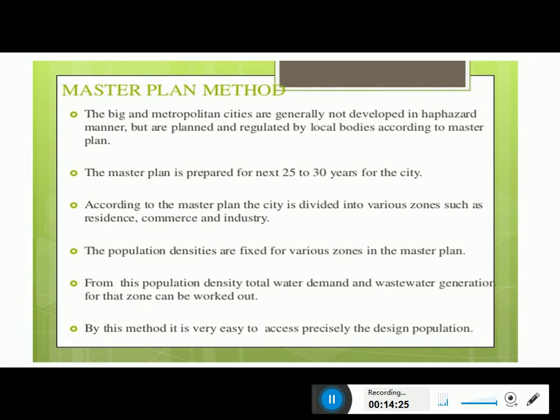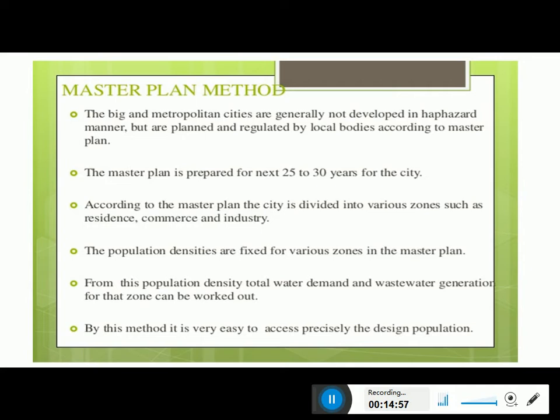The next method is called the master plan method. Like you might have seen in bigger metro cities, the area is developed based on the master plan method. They are not generally developed in a haphazard manner, but are planned and regulated by the town planning authorities or local bodies according to the master plan. The master plan will be prepared for the next 25 to 30 years for the city.